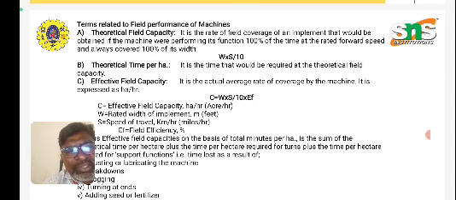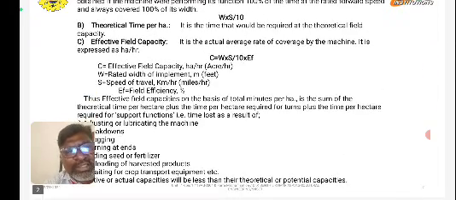And to say about the effective field capacity, it is the actual average rate of coverage of the machine. It is expressed as hectare per hour. So C equals W/S by 10 into EF, that is efficiency. Where C is the effective field capacity in terms of hectare per hour or acres per hour, W is the width of the implement in terms of meter or feet, S refers to the speed of travel in terms of kilometer per hour or mile per hour, and EF refers to the field efficiency in terms of percentage.